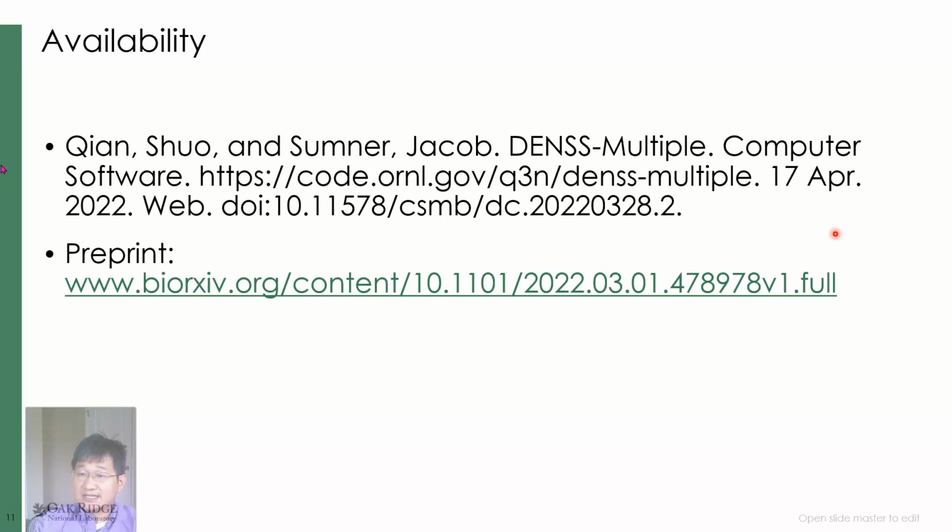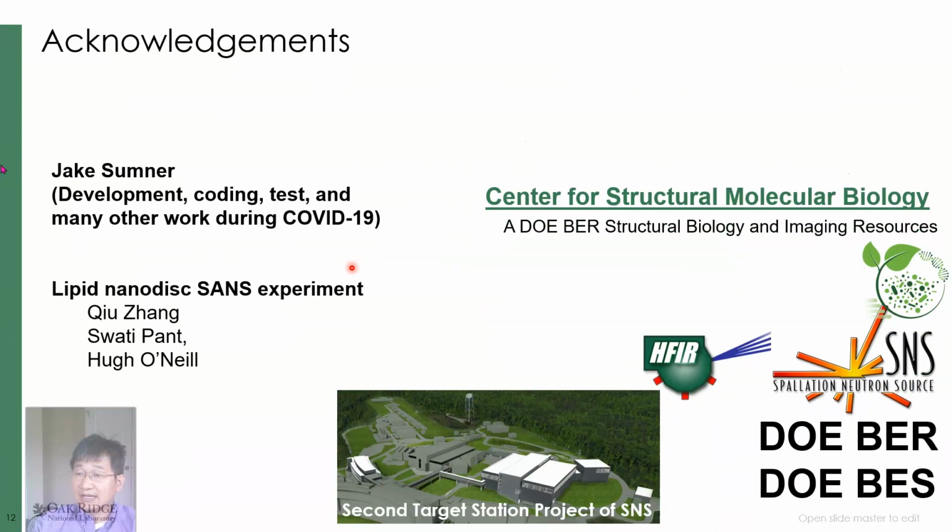So with this test, we believe DENSS multiple is very effective for neutron contrast variation data. And we already put the code in the public domain, so you can download the code to test on your contrast variation data, or you can further develop these methods based on the code we have. And the manuscript is currently under review, and we already put the manuscript on the preprint server, so you can take a look at the details of this method.